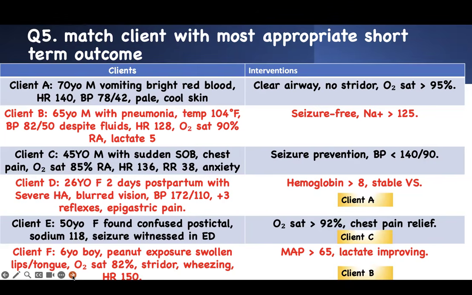And if you have postpartum pre-eclampsia, we got to what? Prevent seizures, no seizure, seizure free. So that one. And if you already have seizures and your sodium is low, I need to improve your sodium. And if you have anaphylaxis, I got to prevent the stridor. And this is the way you have to do it. It can be confusing, but this is the intervention and the client. And these are the clients. So client F needs to clear the airway, no stridor, and saturation greater than 95. But that is our short-term goal.